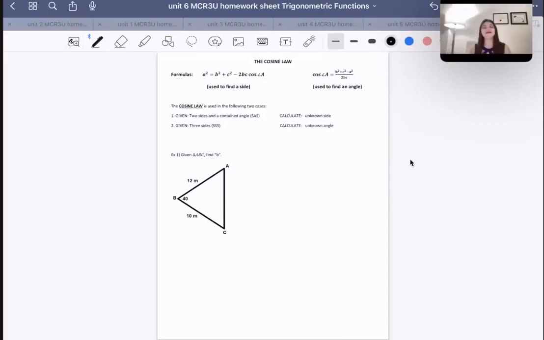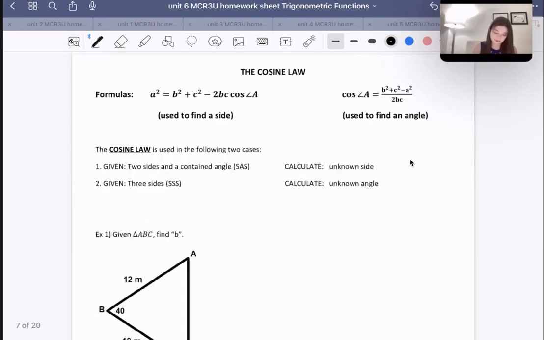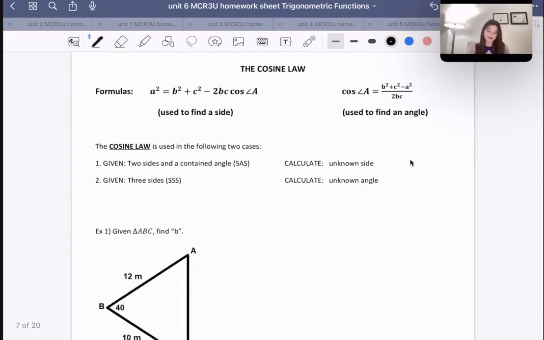Today we are going to be talking about the cosine law. So, there are two formulas for the cosine law. The first one is used to find a side, and the second one is used to find an angle. Now, there's only a couple situations where we would use the cosine law, and I'll talk about why that is in a little bit. But first, I want to address something here.